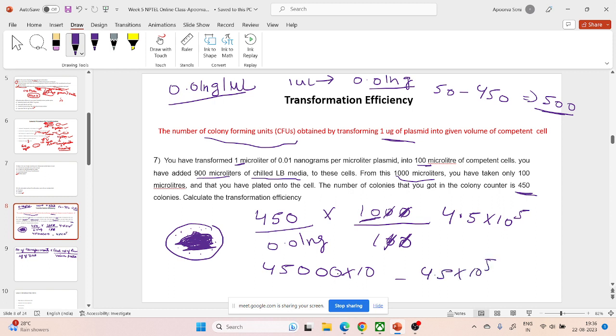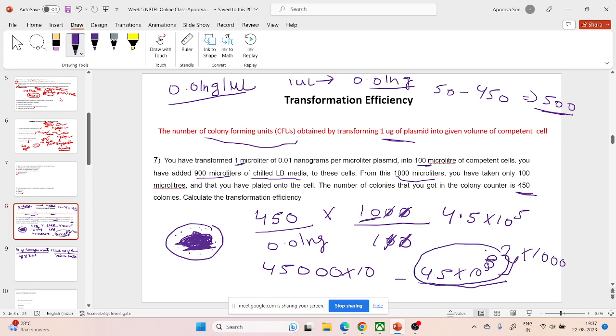Is it clear? 1, 2, 3, 4, 5. Now this much is the number of colonies obtained, but it is not per 1 microgram of plasmid, it is per nanogram. So for converting into micrograms, what do we have to do? We have to multiply by 1000. So this would be 4.5 into 10 to the power 8, and that would be your answer.